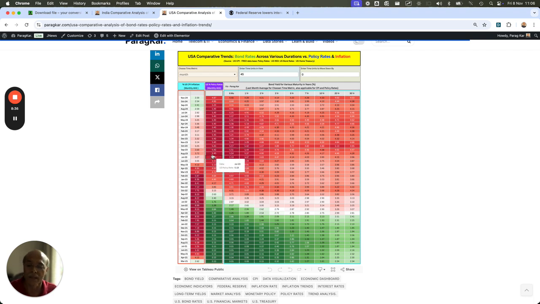So it is very clear now why the Fed is able to lower rates. This is no magic.